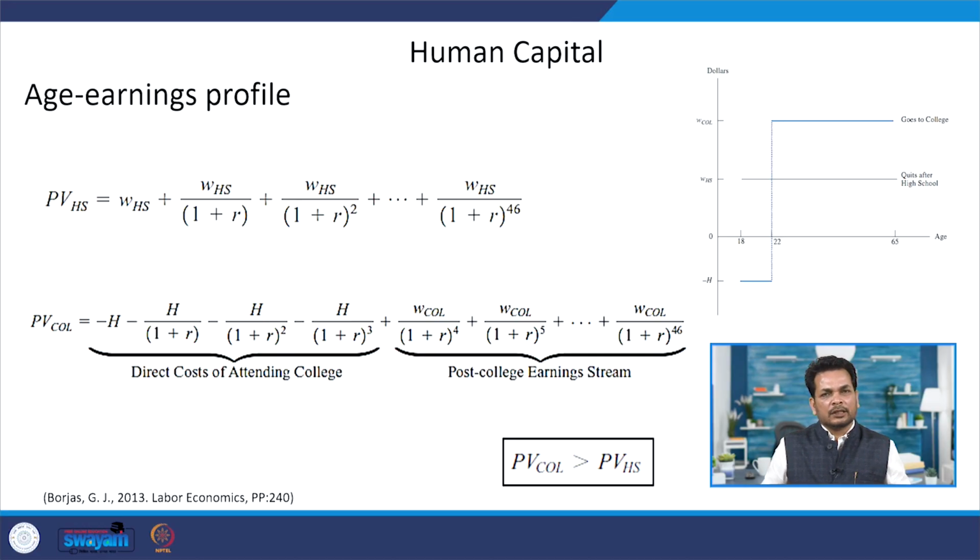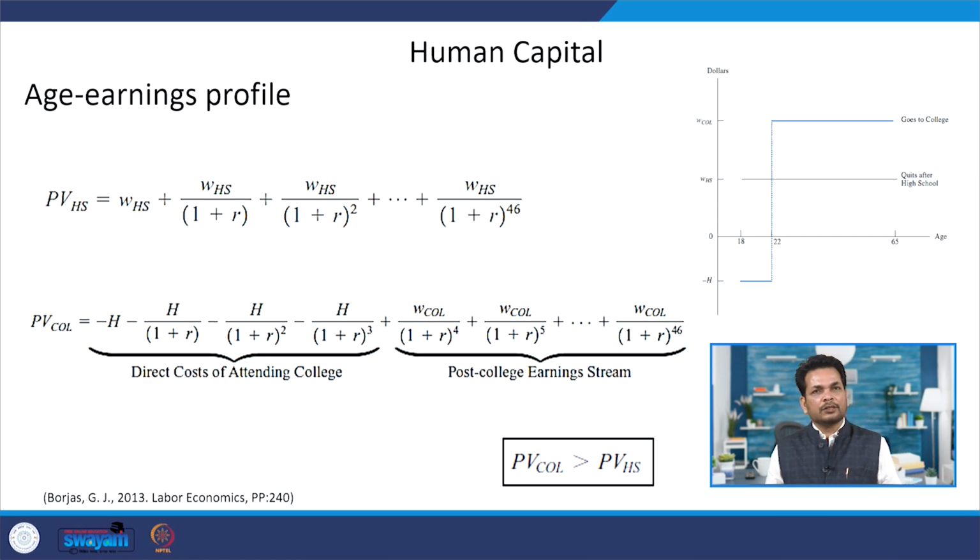Now, when we talk about how we can decide whether one should go for college education or should stop at high school level and enter into the labor market, we have to find out the present value of both the cash flows which are going to happen over the lifetime.